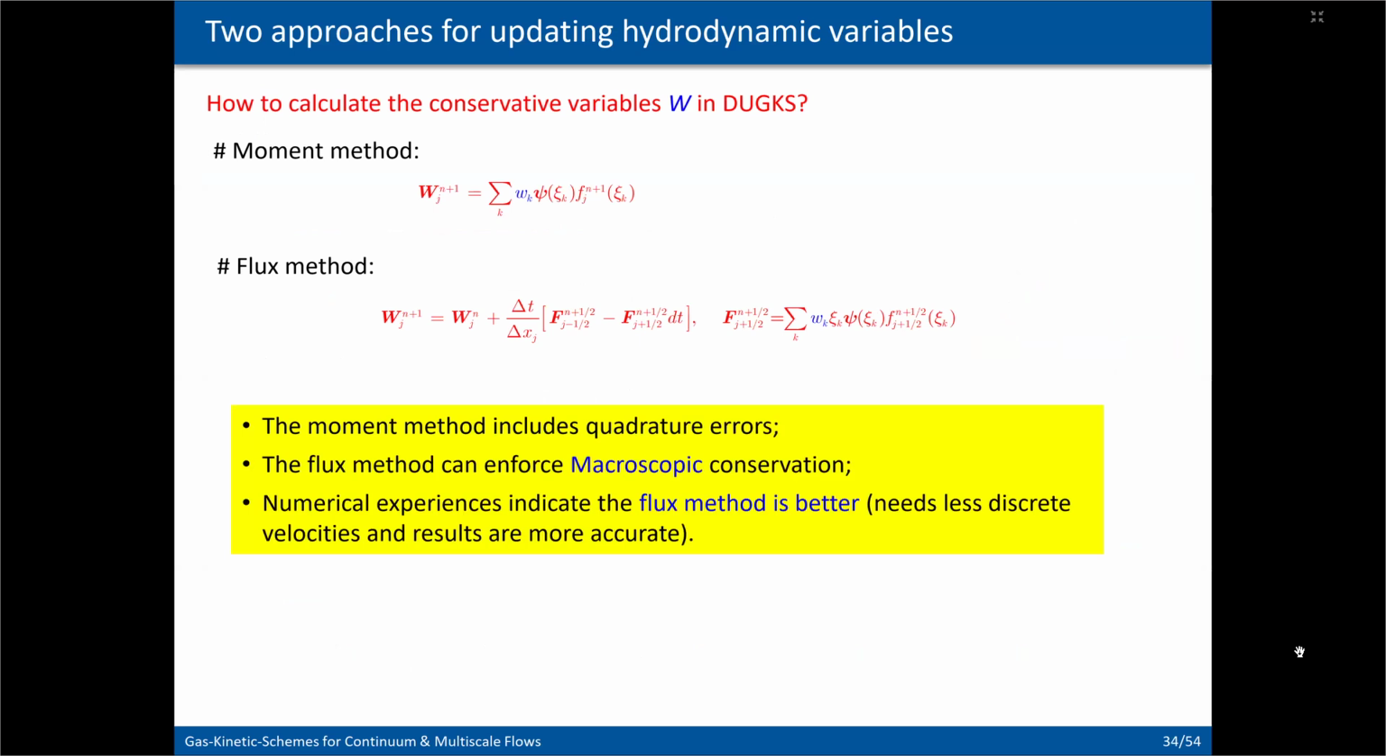In UGKS, we will only update the distribution function, but for the hydrodynamic variables, we can obtain them in two ways. The first way is just taking the discrete velocity moment, and the other is to use the flux method. Actually, we know that if we have obtained the distribution function at the cell interface, we can obtain the numerical flux, and then we can update the distribution function and the hydrodynamic variables.